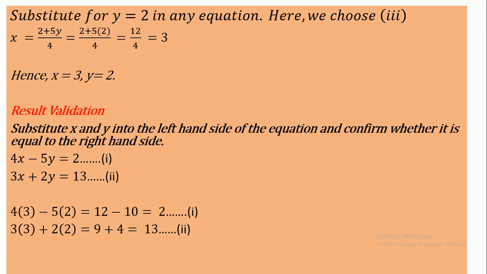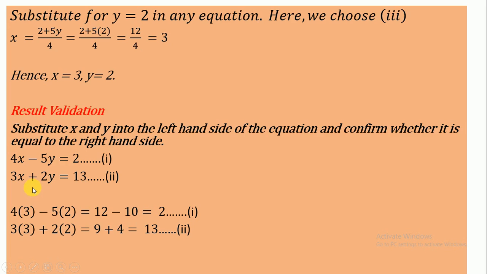Now it is necessary you validate the result you got. So let's substitute the value of x and y into the left hand side of the equation and confirm whether it is equal to the right hand side. Don't forget the given simultaneous equation is this. So by the time you substitute x is equal to 3 and y is equal to 2, in the first equation you have 4 times 3 minus 5 times 2, which is 12 minus 10, which gives 2. Correct. Which is equal to the right hand side.